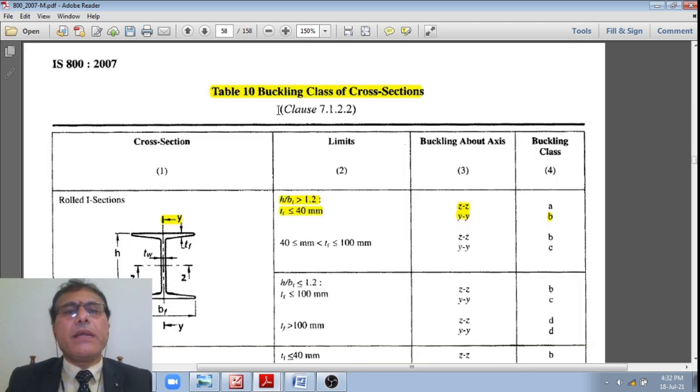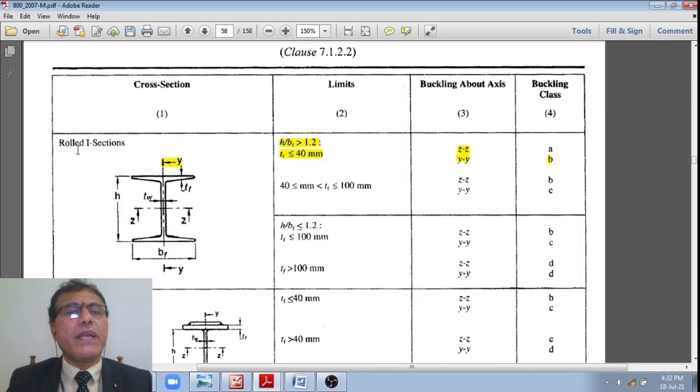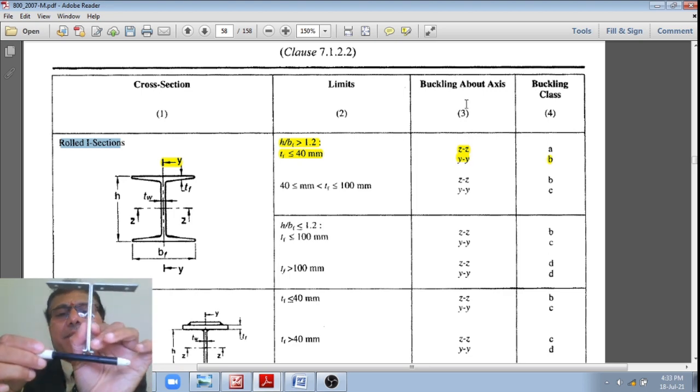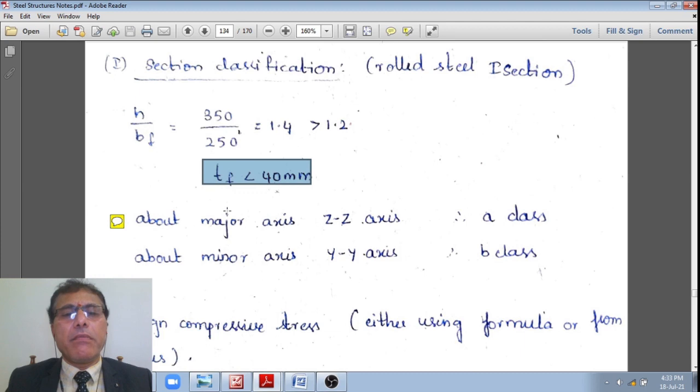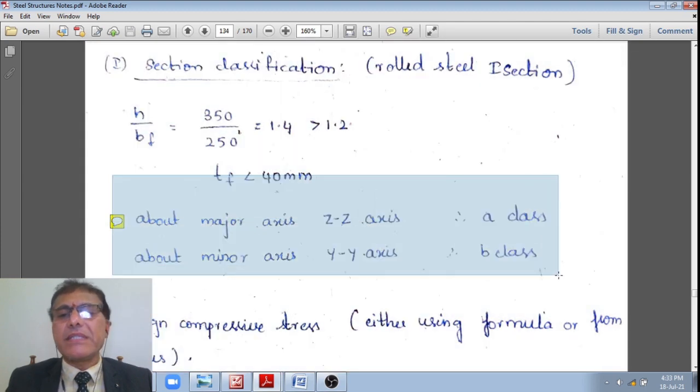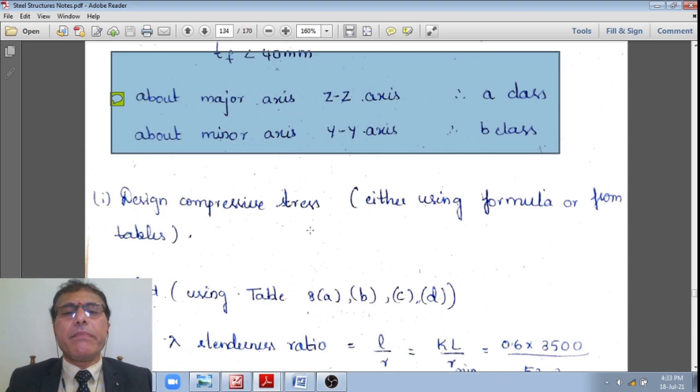This is the table 10, buckling class of cross section. Now we are there in rolled steel I section, student, right? Wherein H by B is greater than 1.2 and thickness of the flange is less than 40 mm. Therefore, the buckling class about the major axis, the horizontal axis, is A, and about the vertical axis, which is the minor axis of bending, it is B, right? Therefore, once I note this down, that is how my buckling class is defined about both the axes, A and B respectively along the major and minor axis.